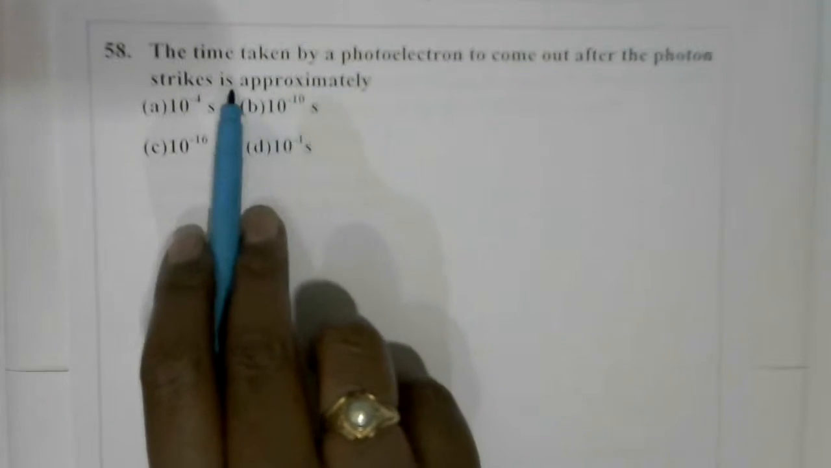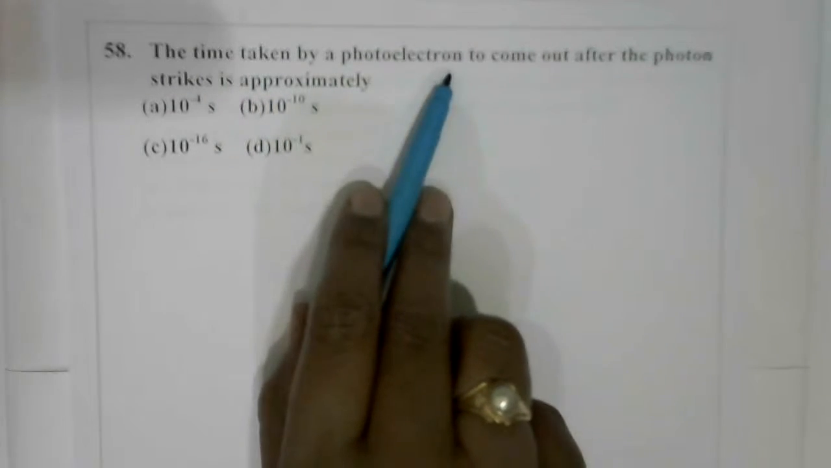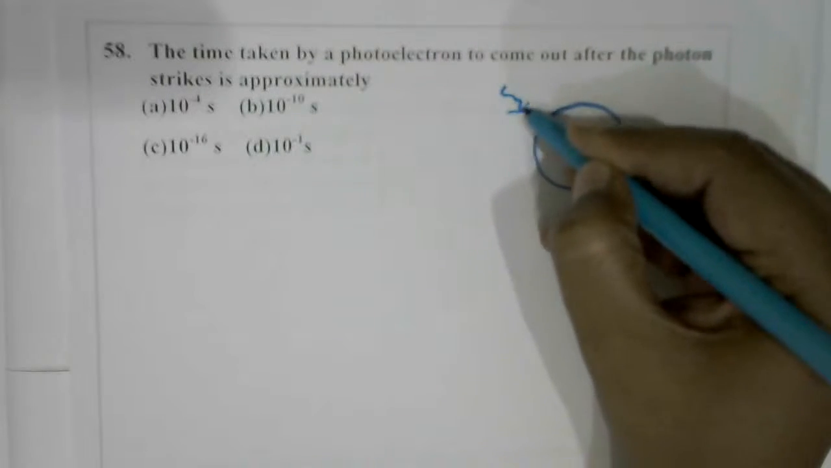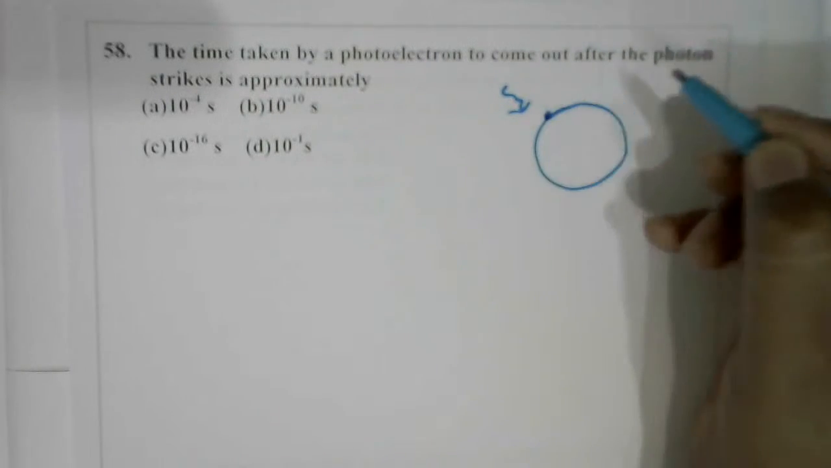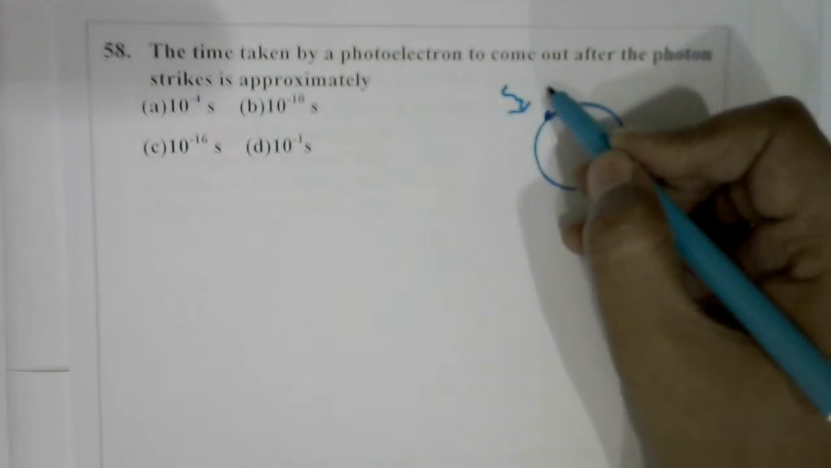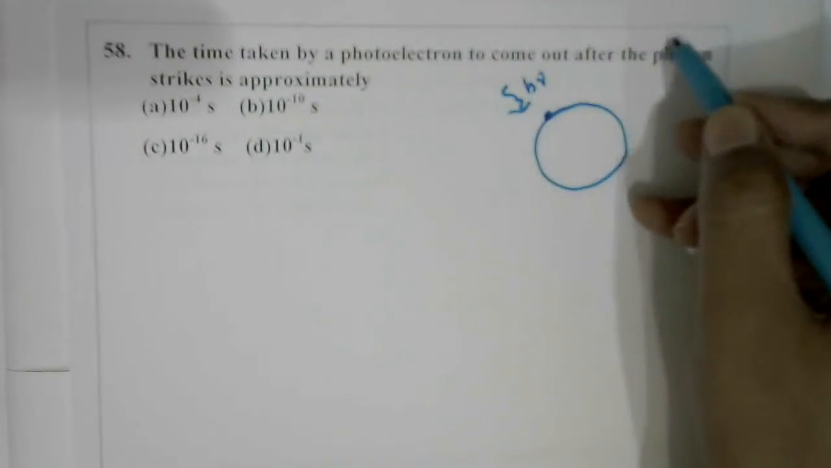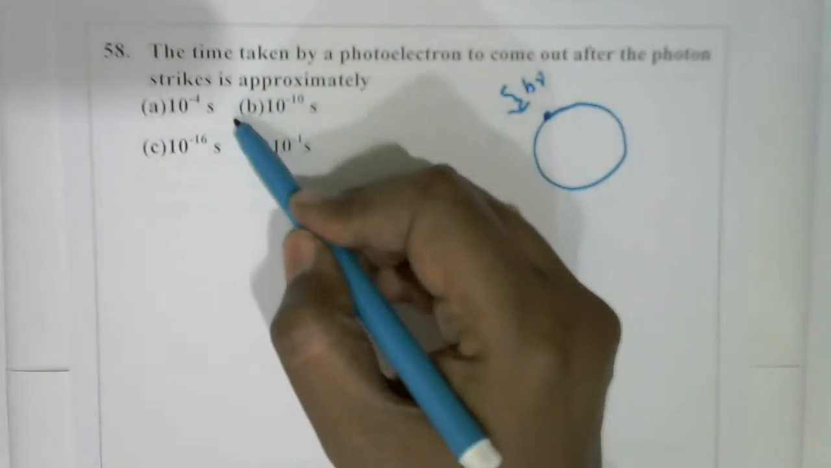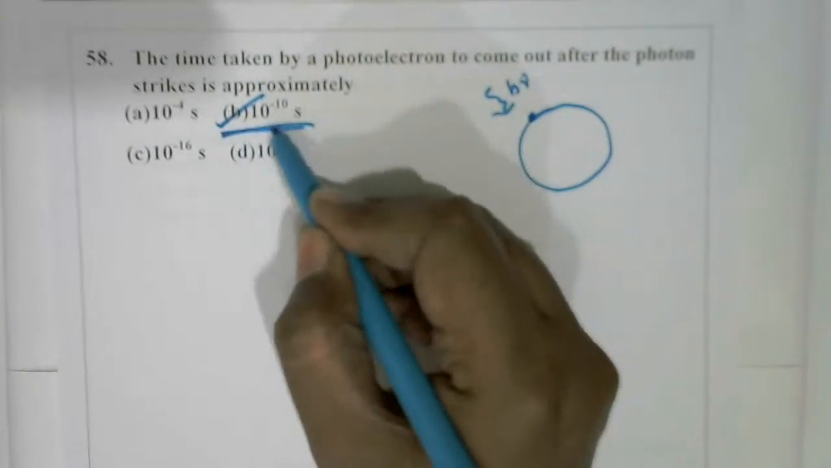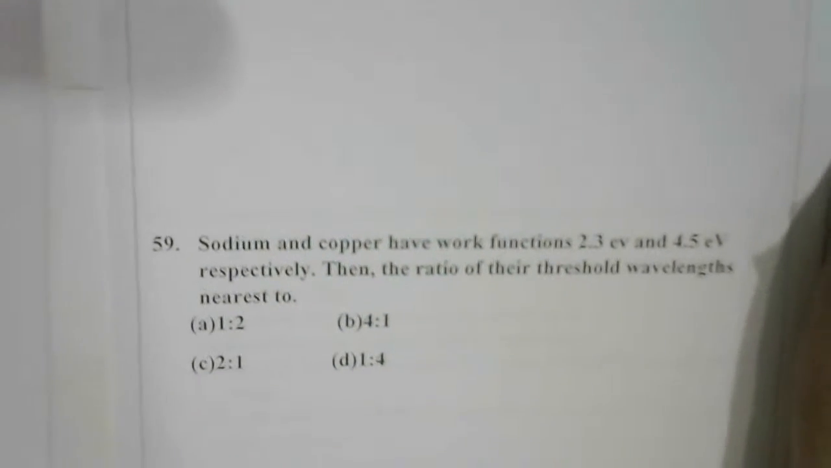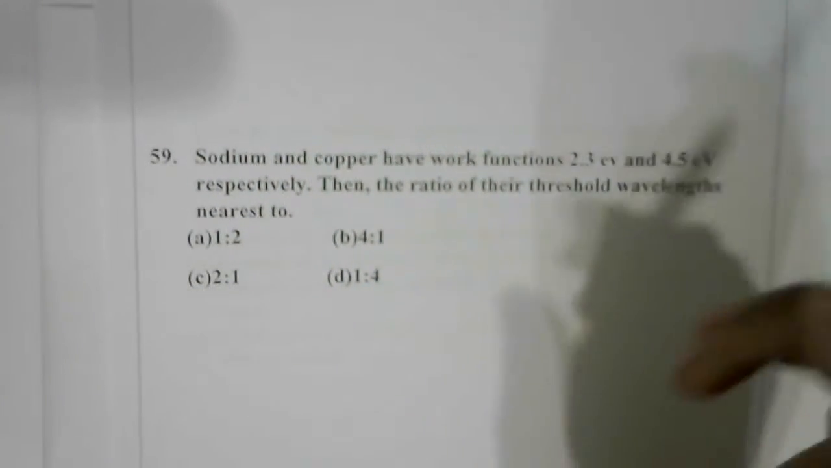The time taken by the photoelectron to come out. This is knowledge based. When a photon is incident, if it is interacting with any valence electron or free electron, then for the photoelectric effect to take place, it takes around 10 to the power of minus 10 seconds. Remember this, I think I did not tell it in the synopsis. This is supposed to be remembered. Okay, memory based. So next question.